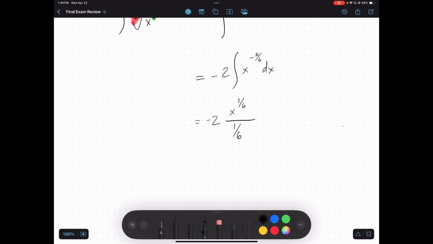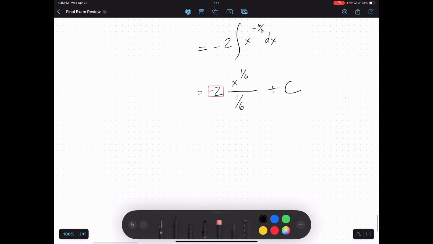Very nice. What am I missing? Plus c. This is an indefinite integral, meaning I'm just finding the antiderivative, and the antiderivative can have any constant added on to it. Okay? Flip that 1/6 around, and you get -12x to the 1/6, or -12 times the 6th root of x. Very nice.